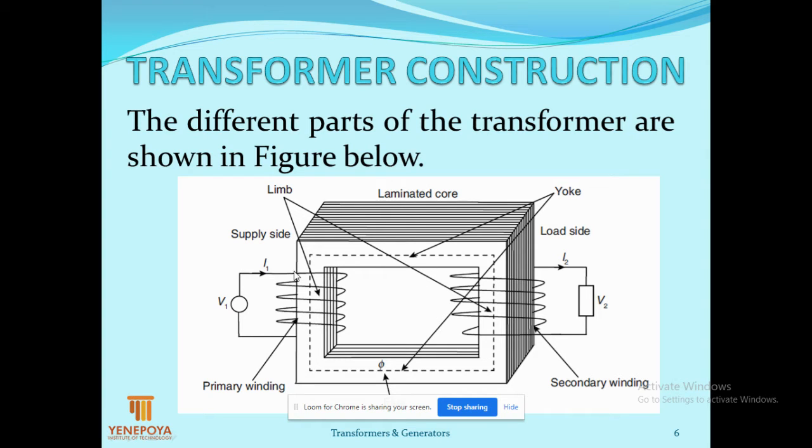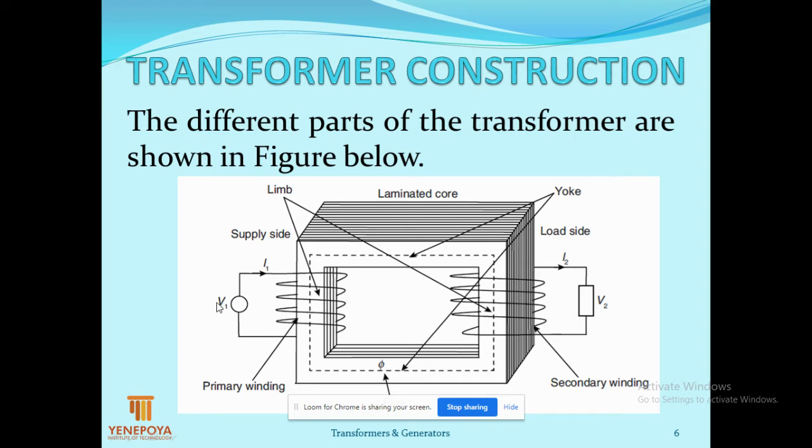The working principle goes in this way. Here the primary V1 is the supply voltage that we are going to get from the generating station, and the secondary side is nothing but the load. This is called the primary winding, which contains N1 number of turns. This is the secondary winding, which contains N2 number of turns and is connected to the load. Now the transformer works on the principle of mutual induction or electromagnetic induction.